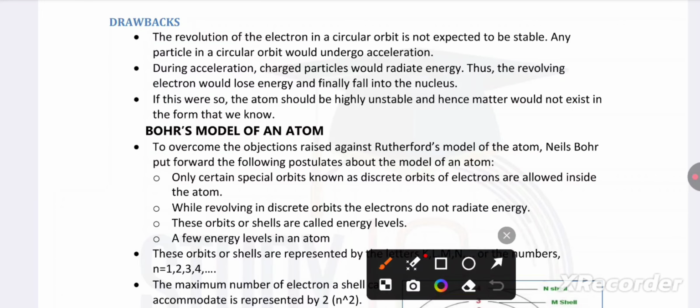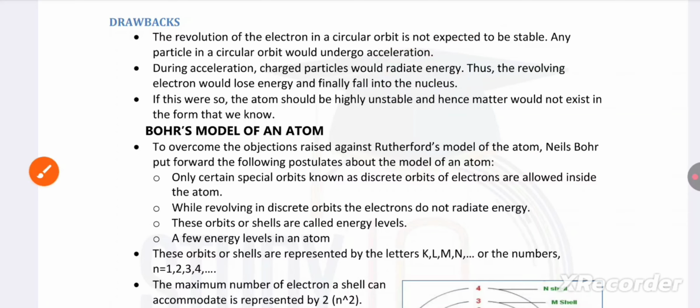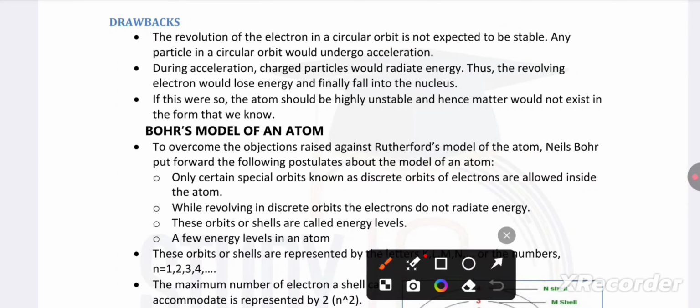Any particle in a circular orbit would undergo acceleration. During acceleration, charged particles would radiate energy. Definitely it will radiate the energy. Thus the revolving electron would lose energy and finally fall into the nucleus. If this were so, the atom should be highly unstable.